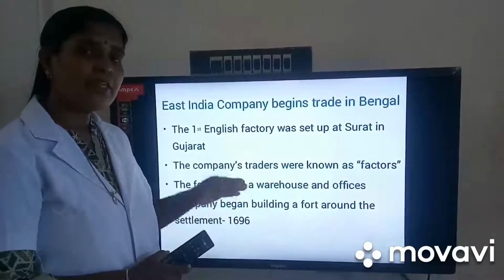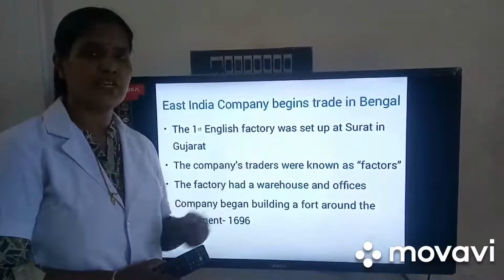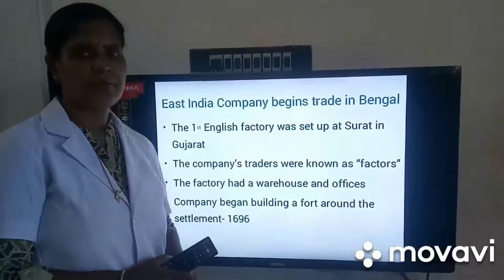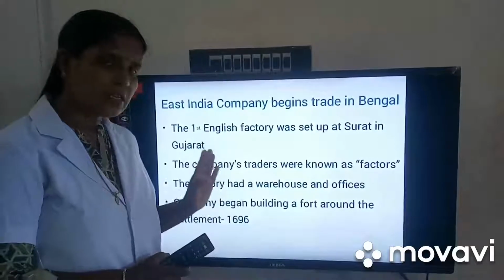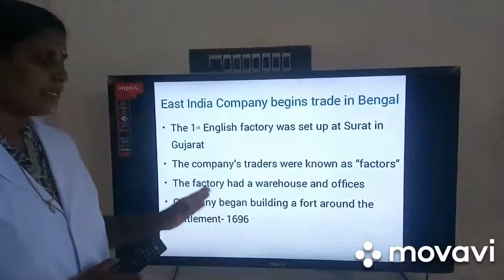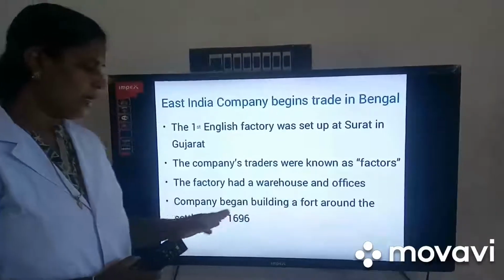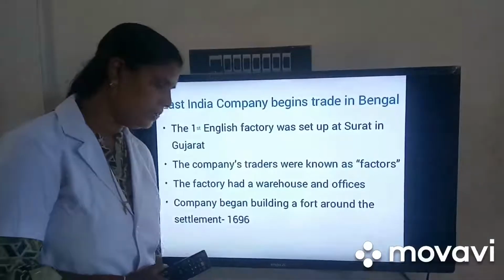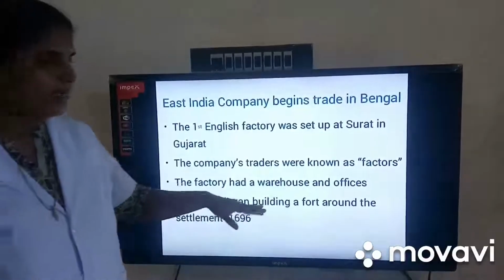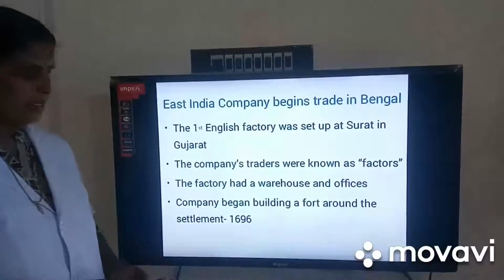Then, when the trade expanded, they invited more and more traders as well as merchants from England to India, and they started to settle around this factory. Then the East India Company began building a fort around the settlement in 1696.